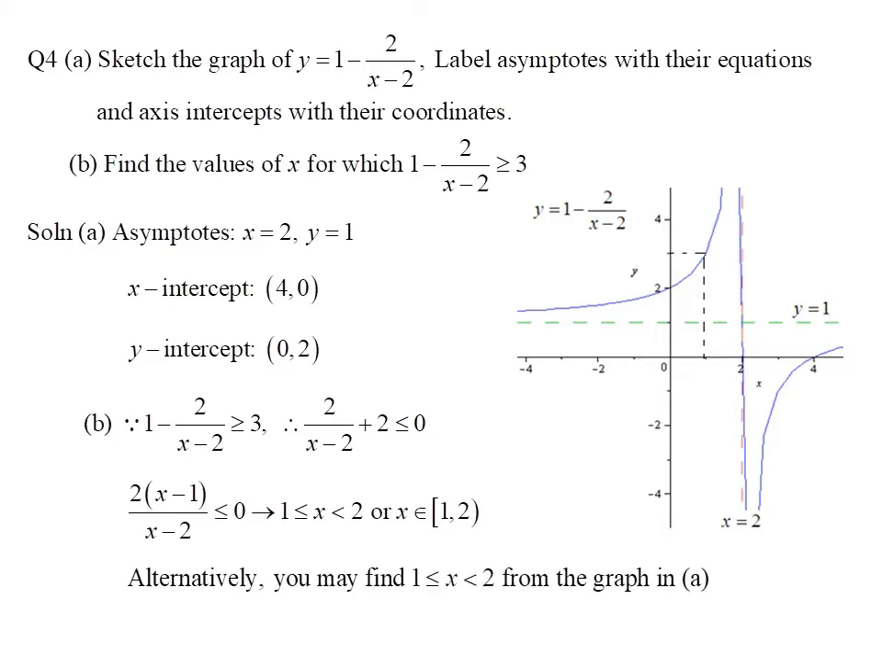Alternatively, this inequality can be solved on the basis of the sketched graph earlier. Since the question is to find the x value range within which y is greater than or equal to 3, it can be observed directly from the hyperbolic graph that y is greater than or equal to 3 when x is greater than or equal to 1.